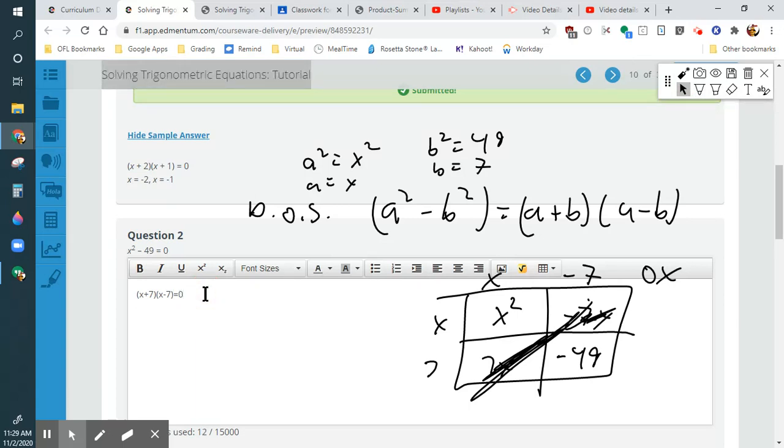So again, if you don't remember, if you can't identify that this is the difference of squares, the box method should eventually lead you to the answer. You have x plus 7 equals 0. And then you have x minus 7 equals 0. So x equals negative 7, and x equals positive 7. So those are our answers for that one.